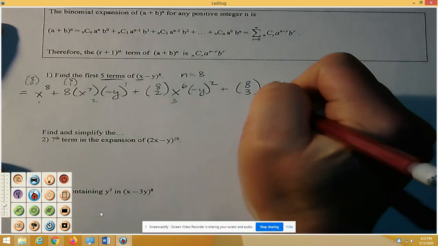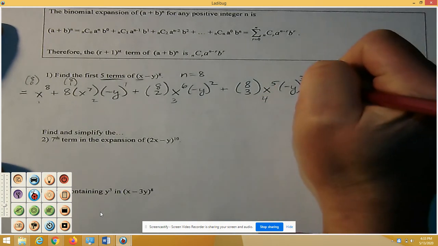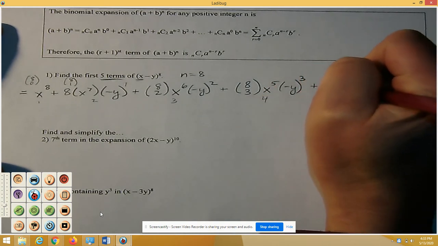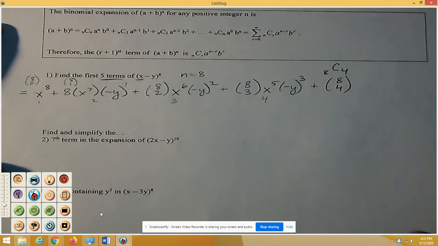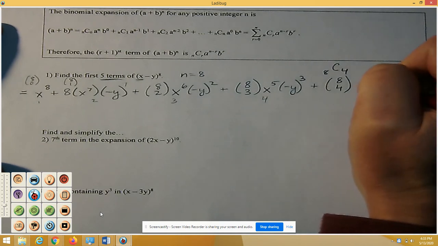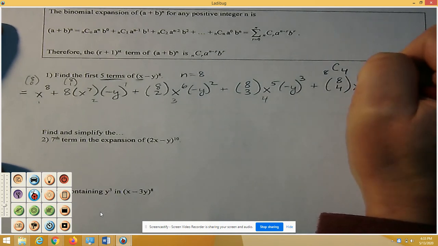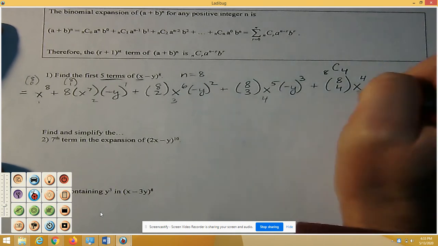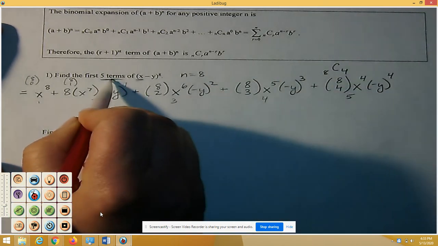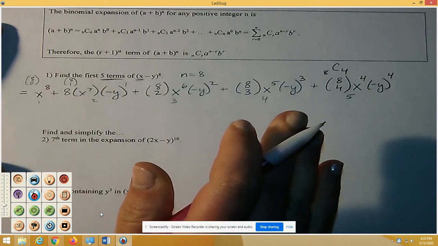So I'm liking my pattern. This is 4. And then finally, 8 choose 4, and if I wanted, I could write it as 8 over 4 in parentheses. So they're saying the same thing. It's just a preference. I use them interchangeably. And then x to the 4th, and now negative y to the 4th. And this is going to be my 5th term. I'm only asked for the first 5 terms, so I'm going to stop there.